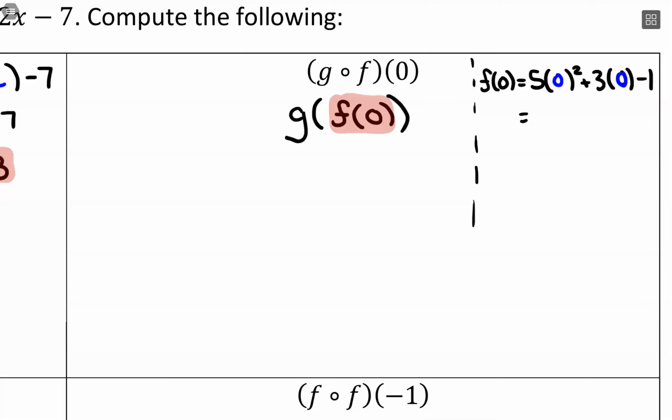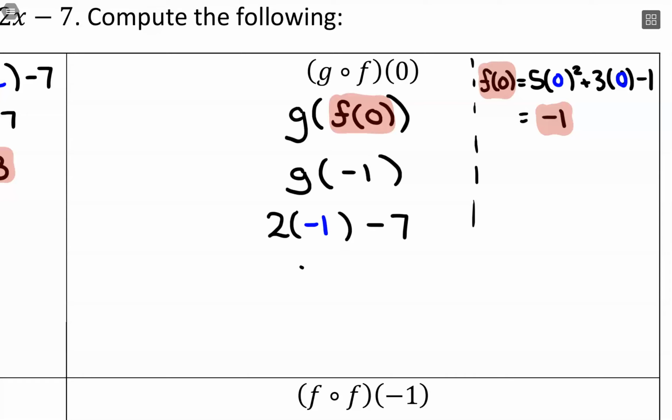So simplifying that down, we'll have 0 plus 0 minus 1, which is negative 1. So what I can do is make this replacement of that notation of f of 0 with the number negative 1. So this is really looking at g of, instead of f of 0, negative 1. So we'll go to our function g, which tells us to take 2 times the input minus 7, and our input is going to be that number negative 1. So this is the same thing as negative 2 minus 7, which is negative 9. So through all of this work, this function notation of g of f of 0 is equal to negative 9.